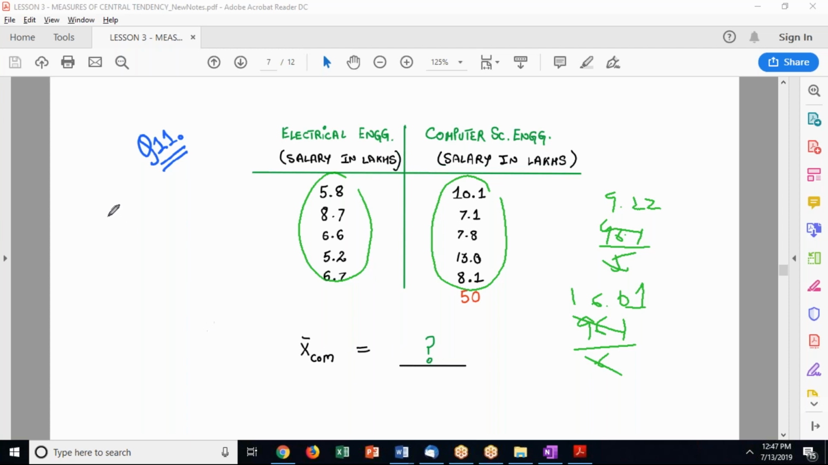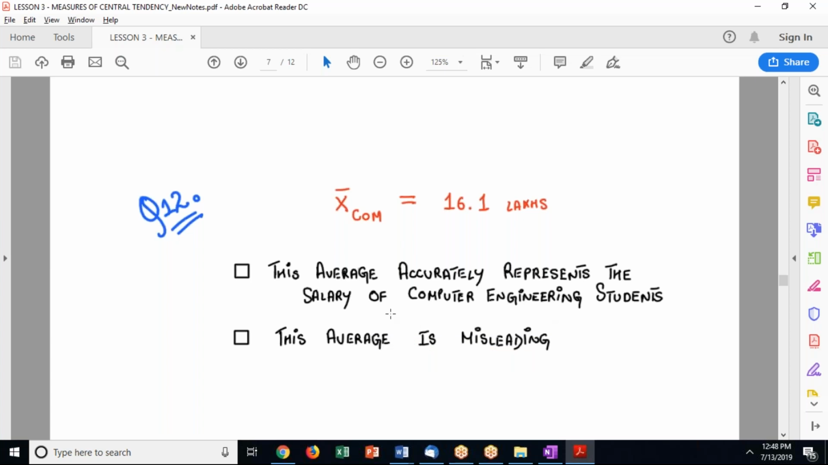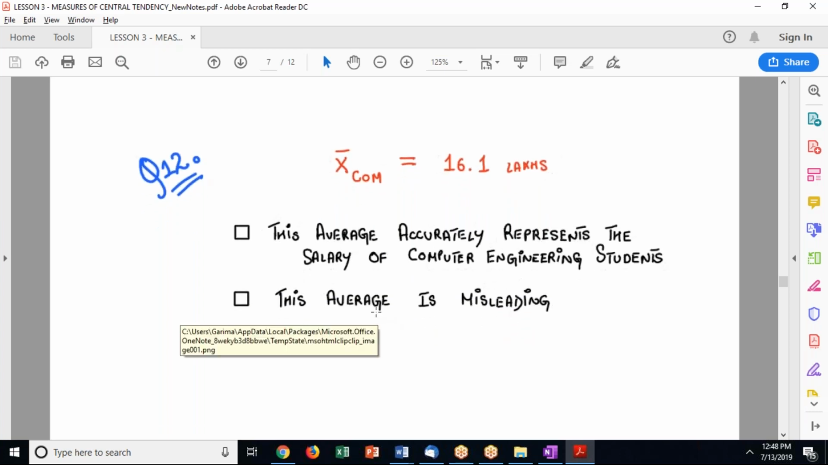So in the first case, before the extreme value, the mean was 9.22. After the addition of the extreme value, the mean is 16.01. So there's a significant shift in the mean value by the addition of an extreme value. You see that? So this average, 16.1, is that a correct value or is it misleading? This is misleading.